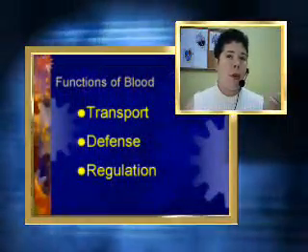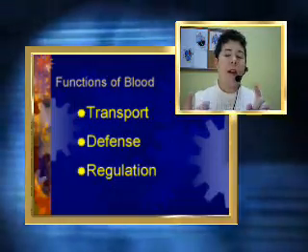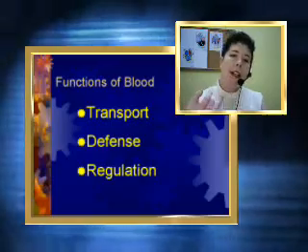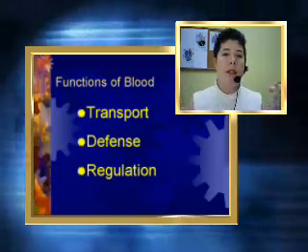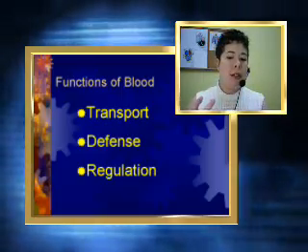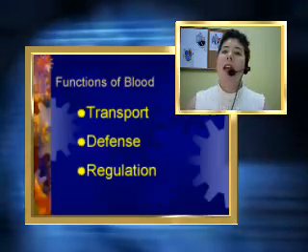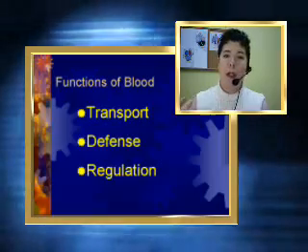Okay, so now we know the players involved with blood. So what does blood do exactly? Well, it has three main functions. They're transport, defense, and regulation. Transport is primarily going to be the red blood cells that do this action. This is transporting oxygen and nutrients to tissues, removing carbon dioxide and waste products from those same tissues, and bringing them to whatever areas they need to get to, whether it be the kidneys or the lungs.